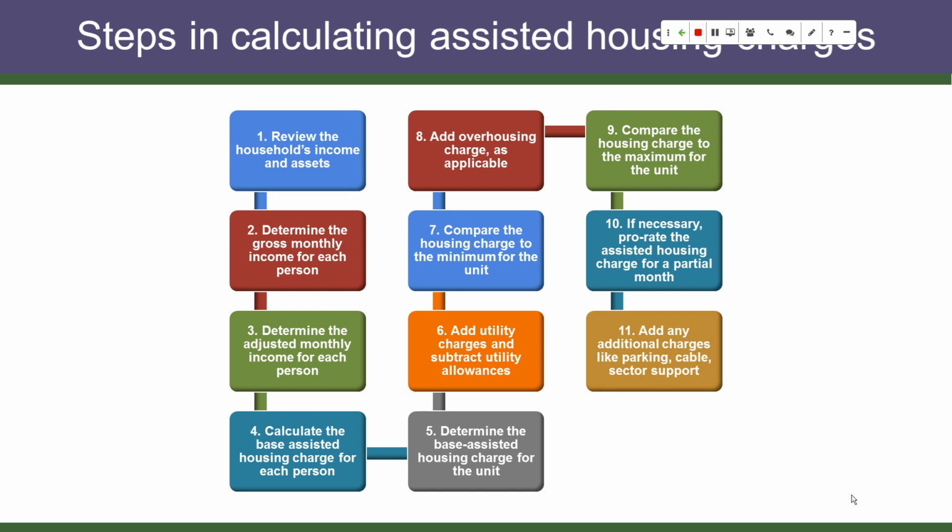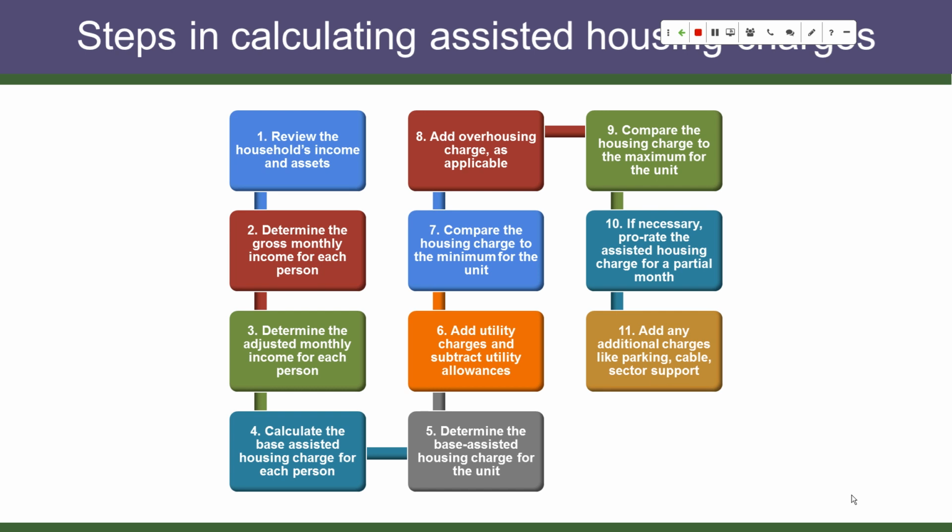But then we have to look and consider, are they overhoused? What is the policy or bylaws in place for the co-op to determine the housing charge, overhousing charge, and add it if applicable? So if somebody's sitting in a 4-bedroom unit and they really should only be in a 1-bedroom, what is that? If the difference between a 4-bedroom and a 1-bedroom at market rent is $300, then we would add $300 at this point. Then we would look at whether or not there are any additional charges for the member.